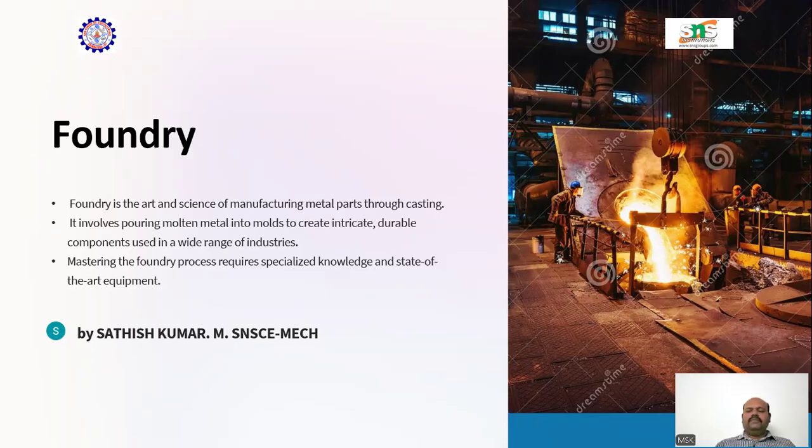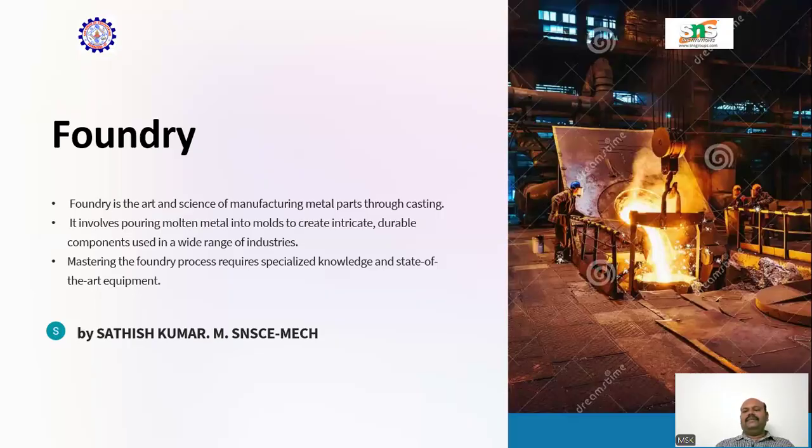So in today's world, we use a lot of components for construction, automobiles, everything. All the parts are produced through various manufacturing processes. The initial and mother of manufacturing processes is nothing but casting, and it is done in a foundry. So let us see what a foundry is, how it works, and what all the things associated with a foundry are. It is the art and science of manufacturing metal parts through casting.